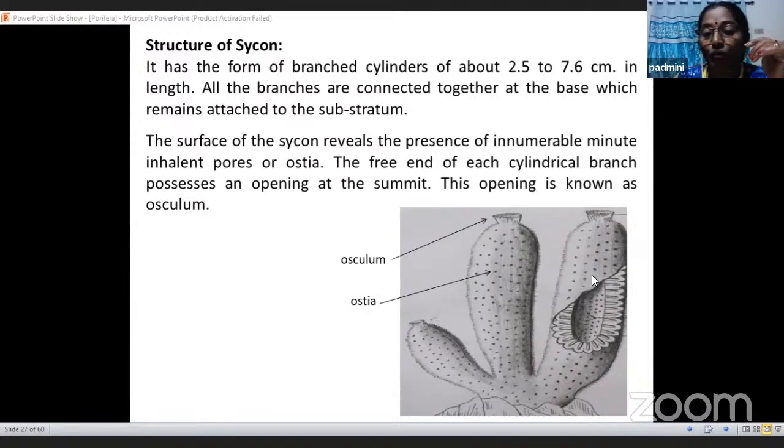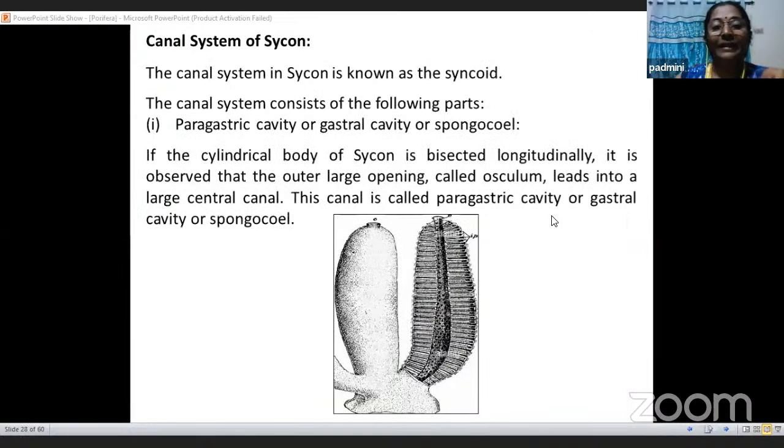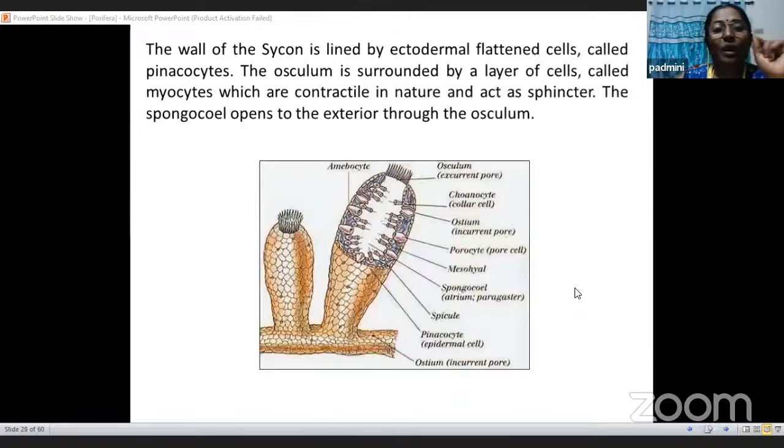And from the spongocele, the water enters outside through the osculum. So that opening is called an osculum. The canal system is known as the syconoid type of canal system. It consists of the paragastric cavity, or the gastral cavity, or the spongocele. So this is the spongocele I was talking about. And the wall of the sycon is always made up of pinacoderm, or the pinacocytes.